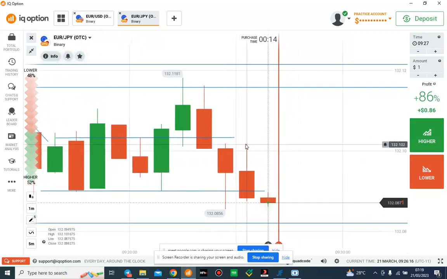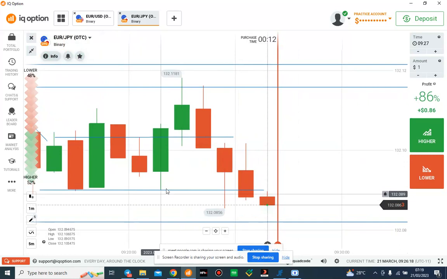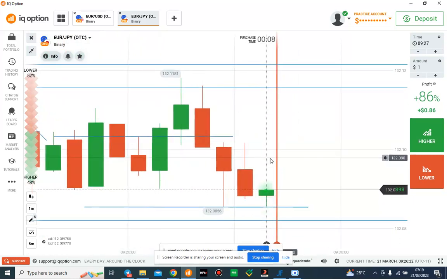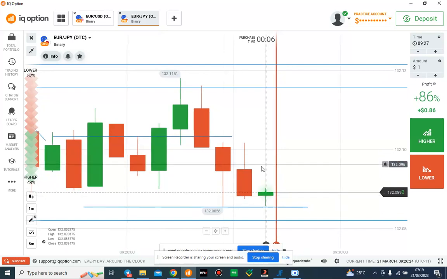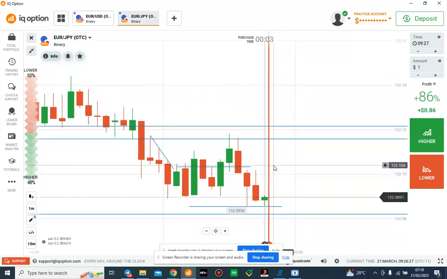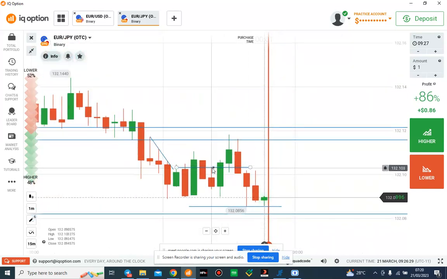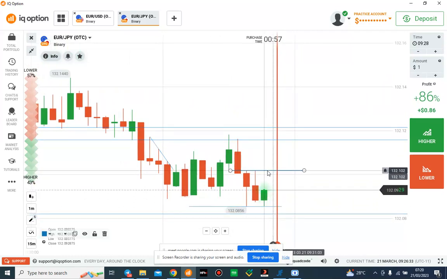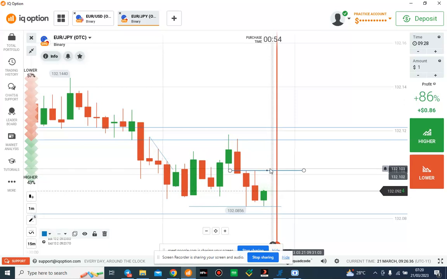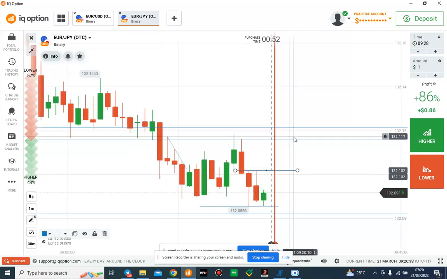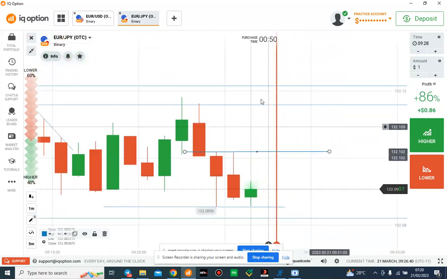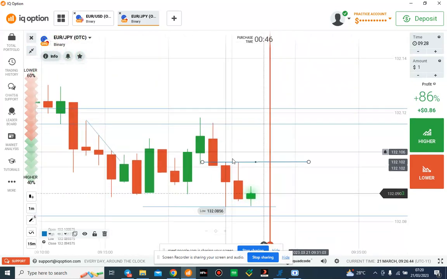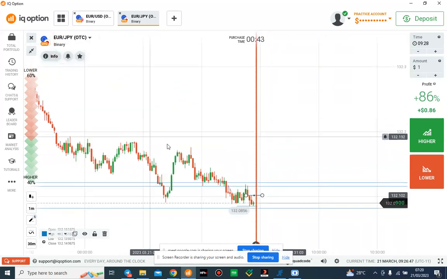From here, buyers entered from this level to this level. There is a strong buyer's entry from here. So from here now we can expect some buyer's entry, which indicates if the buyers are able to break this line, we can now expect buyer's entry to go more up. So this is how you analyze the market.